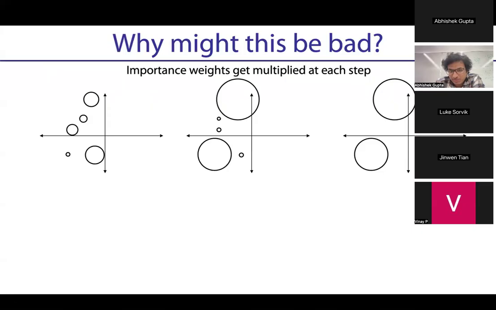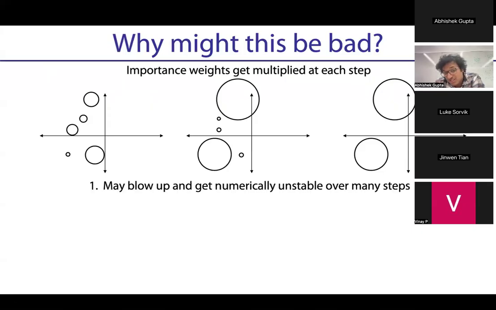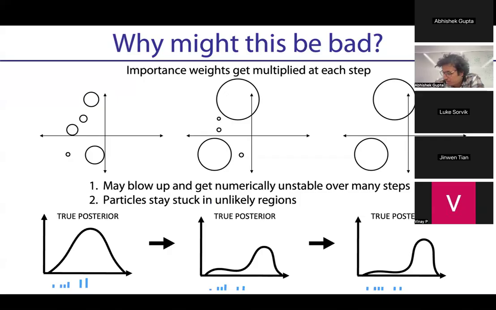For instance, when you're multiplying a bunch of these importance weights, things might blow up and get numerically unstable, and you might have particles that get stuck in unlikely regions. You're trying to estimate this distribution, but your particles are wasted in a part of the space with really low weight, not capturing the distribution you care about. This multiplied weighting of particles across steps is undesirable, so with resampling we want to avoid this cumulative weight multiplication.